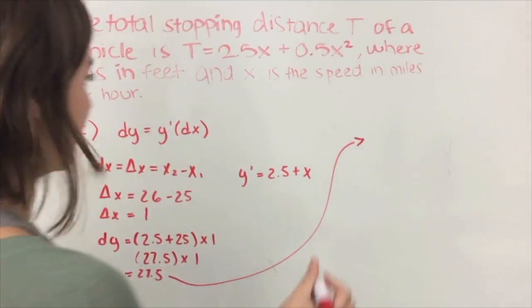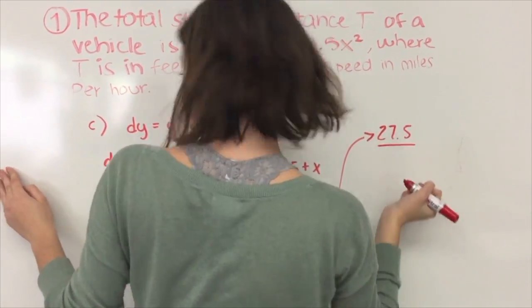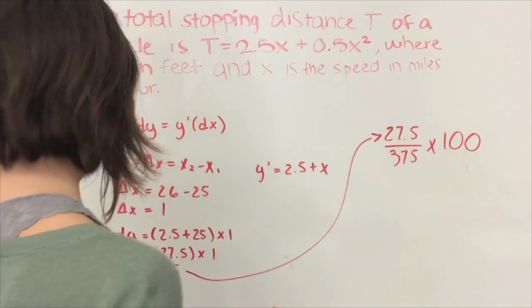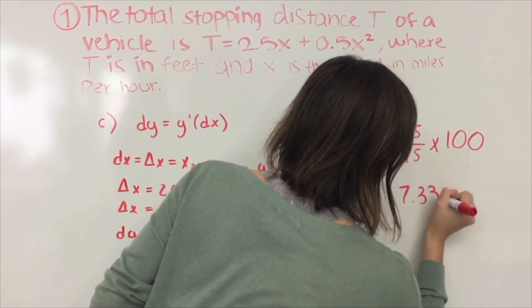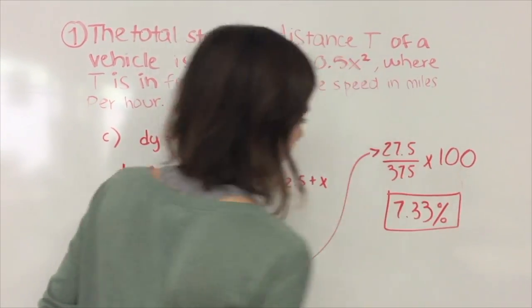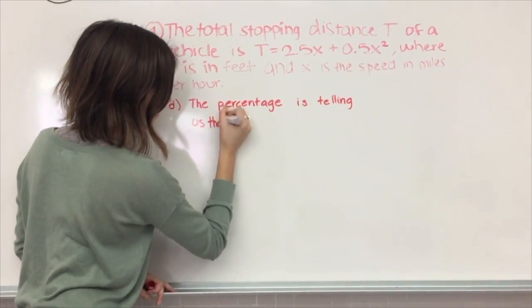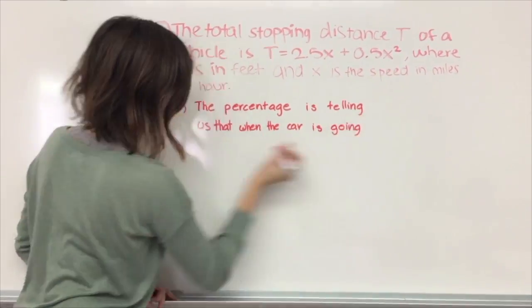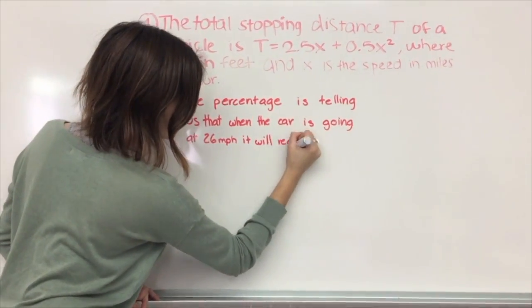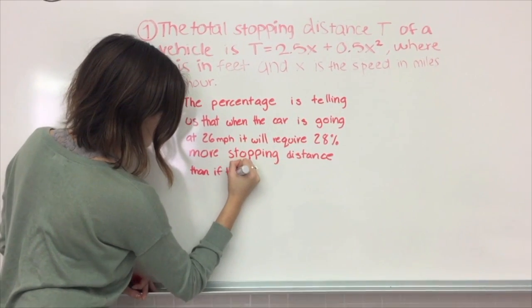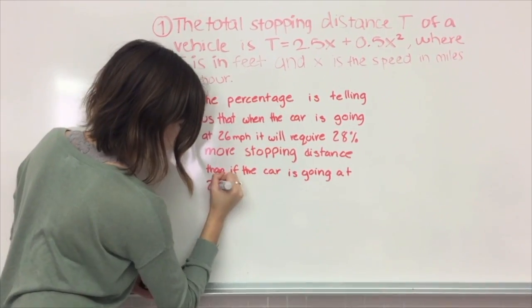This number you have to divide by 375 and multiply times 100 to get the percentage you are looking for. In this problem, the percentage is telling us that when the car is going at 26 miles per hour, it will require 28% more stopping distance than if the car is going at 25 miles per hour.